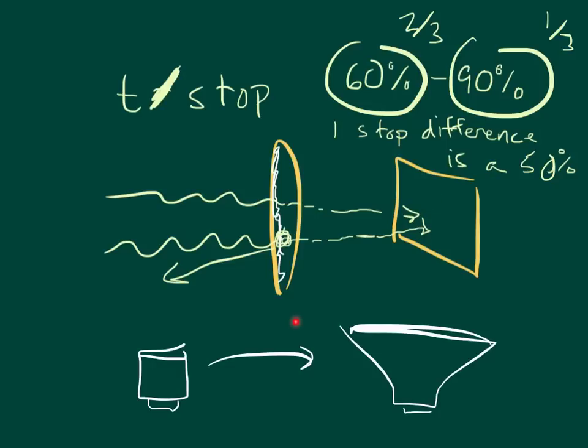So don't feel bad that you spent a lot of money getting an f1.4 lens when really you're only using an idealized f1.8 because you're losing 2/3 of a stop of light to all this nice chemical coating that actually improves the image quality. So I hope you've learned something today.